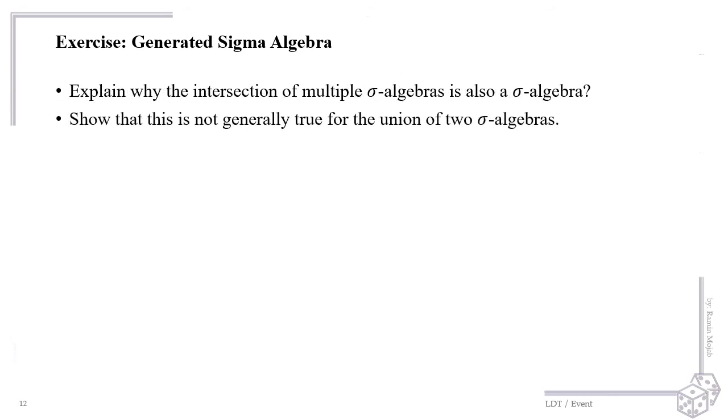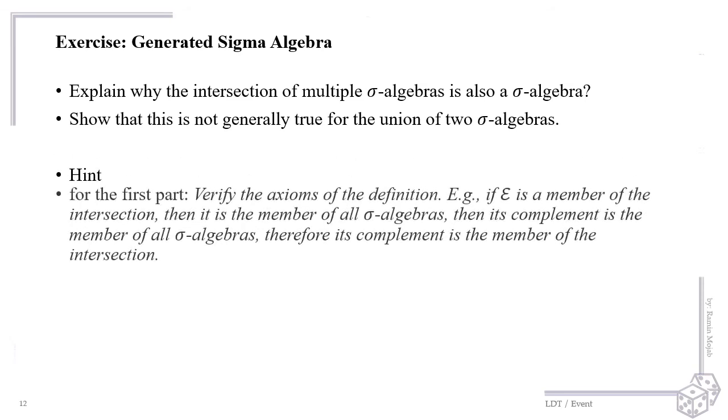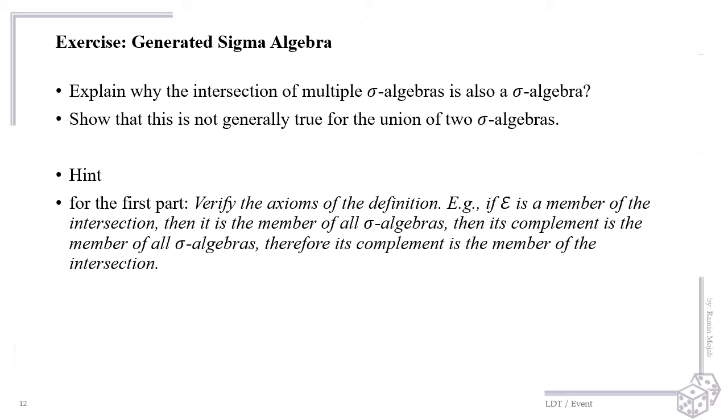Also, show that this is not generally true for the union of two sigma algebras. For the first part, verify the axioms of the definition. For example, if E is a member of the intersection, then it must be a member of all sigma algebras. Then its complement must be a member of all sigma algebras, and therefore its complement is in the intersection. For the second part, you can provide a counterexample.